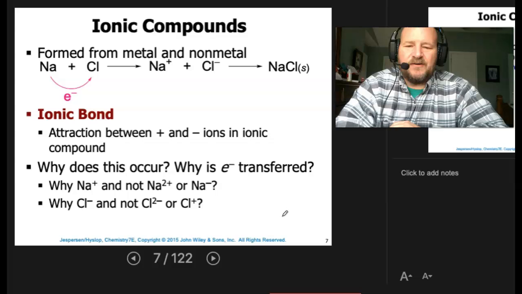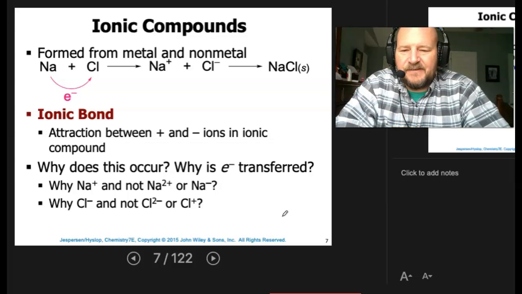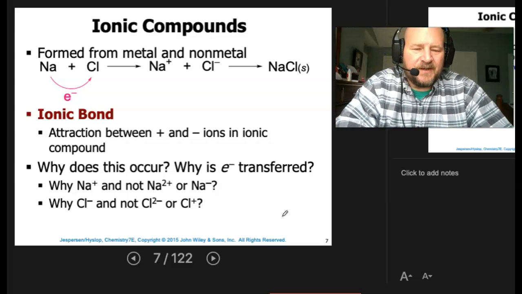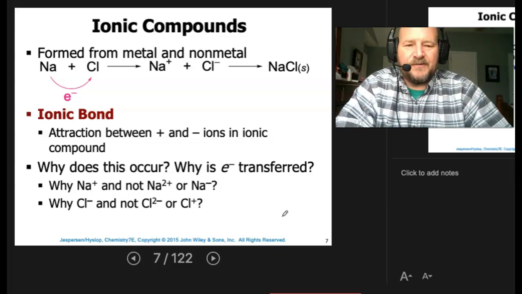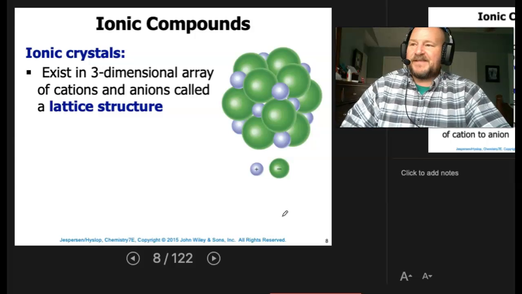So why does this occur? Why is the electron transferred? Why is sodium plus and not sodium 2 plus? Or why not sodium minus? And again, we can ask these same questions for chlorine. Right? You might want to refer back to some of our simple answers, but in this chapter, we're going to be looking at some more complex reasoning that goes along with it. So I mentioned not only do we have the charges, but we have this lattice energy.